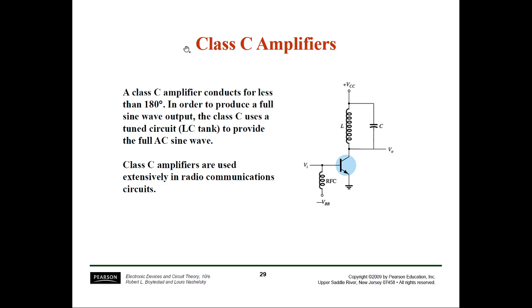Now the class C amplifier. In a class C amplifier, it conducts for less than 180 degrees. In order to produce the full wave, class C uses an LC tank circuit. So less than 180 degree conduction is there, and in this case we have to use the LC circuit, so full 360 degree output will occur. The class C amplifier is used extensively in radio communication circuits.